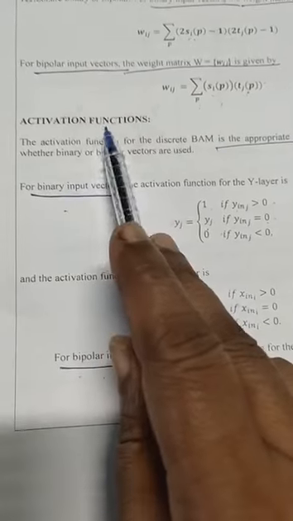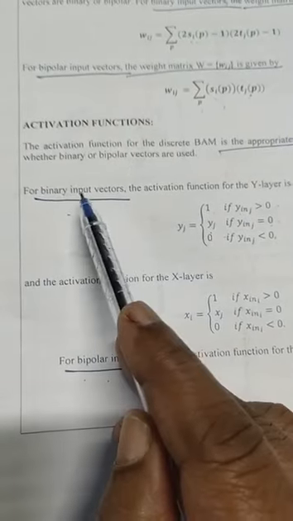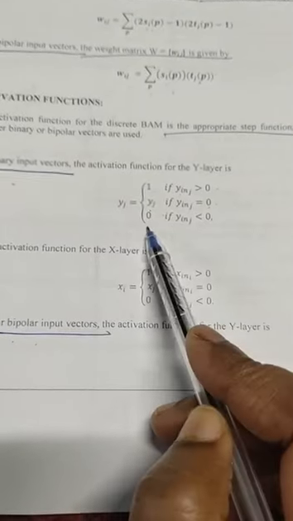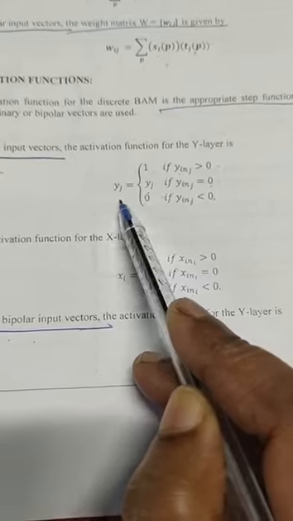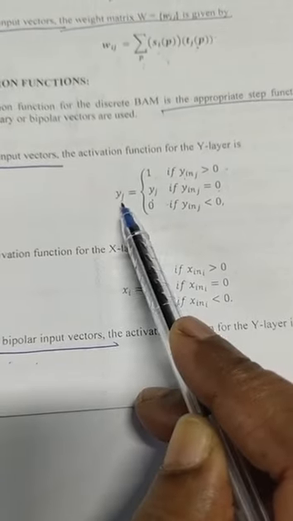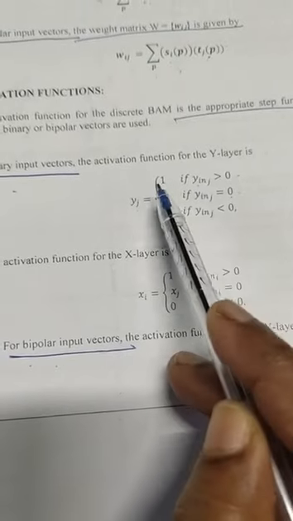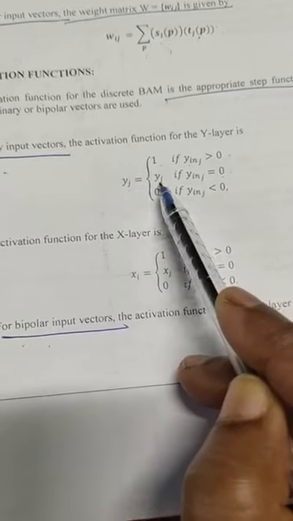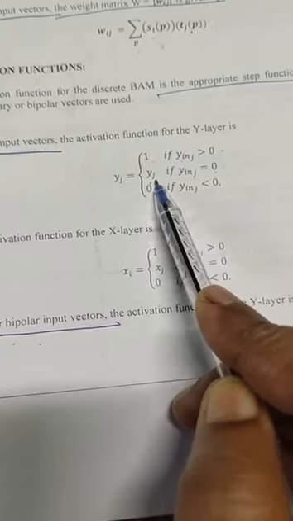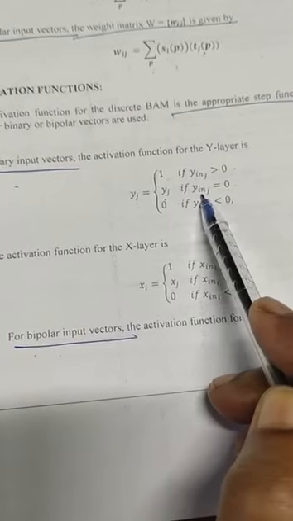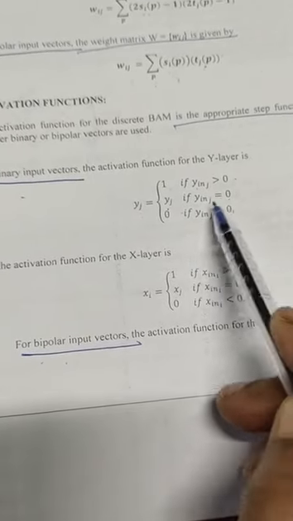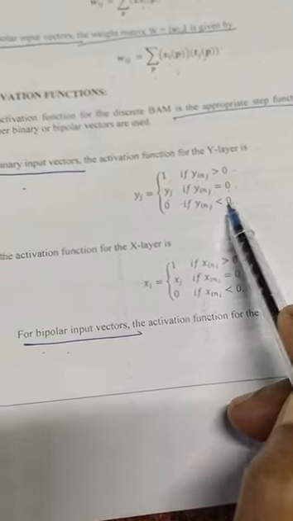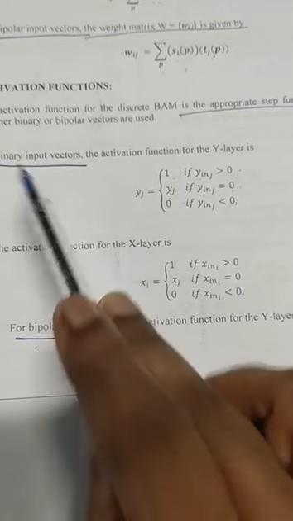So the activation function that we have to use is, if your applied input pattern is a binary input vector, you have to use this activation function. That is, Yj, the output of the jth neuron, is equal to 1 if the net input of that neuron is greater than 0, it is equal to the previous output if the net input of that neuron is equal to 0, and it is equal to 0 if the net input is less than 0. This is for the binary input vector.